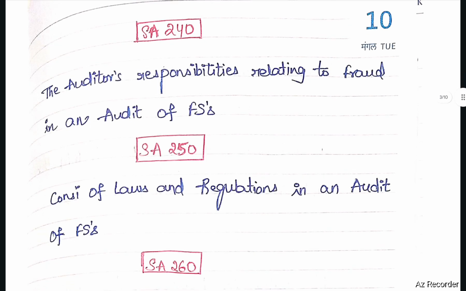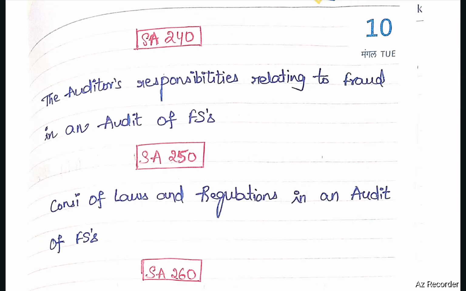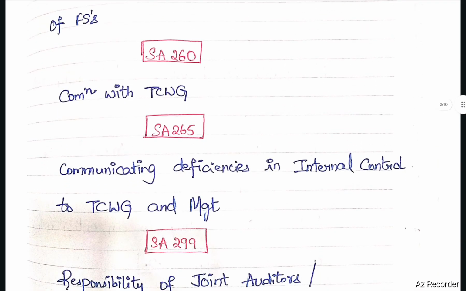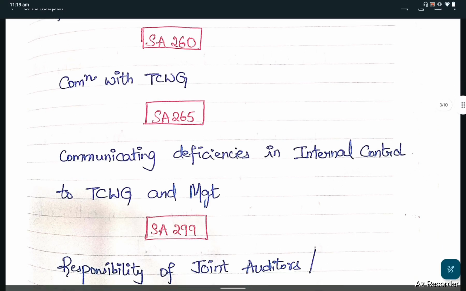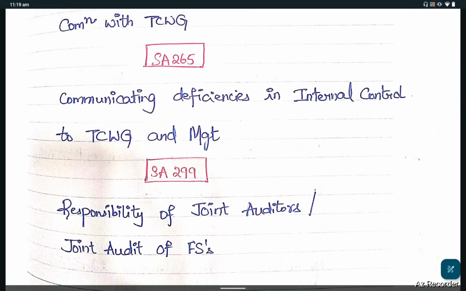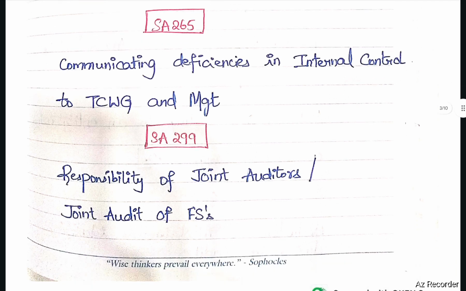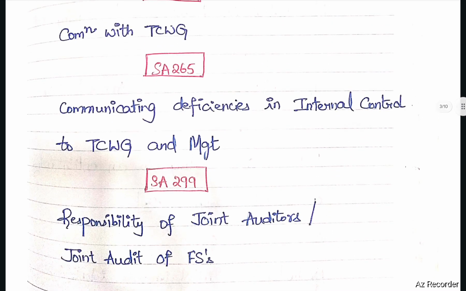SA 240, the auditor's responsibilities relating to fraud in an audit of financial statements. SA 250, consideration of laws and regulations in an audit of financial statements. SA 260, communication with those charged with the governance. SA 265, communicating deficiencies in internal control to those charged with the governance and management. SA 299, responsibility of joint auditors or joint audit of financial statements.